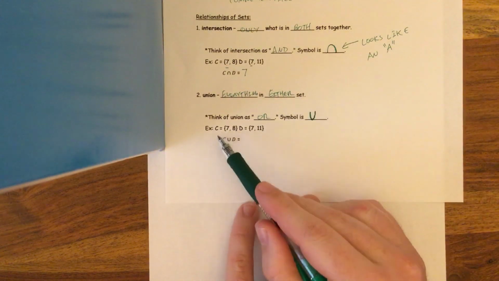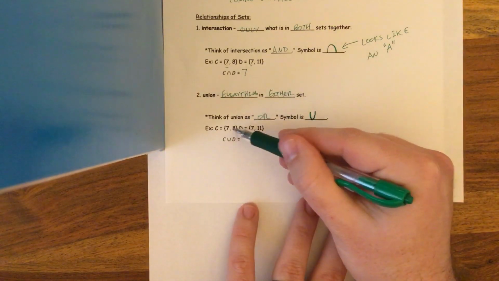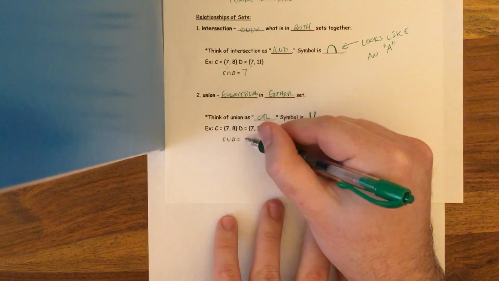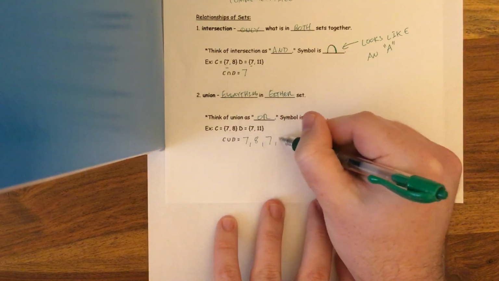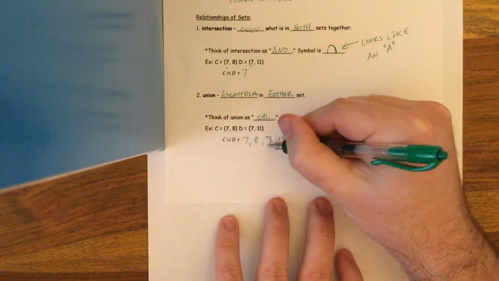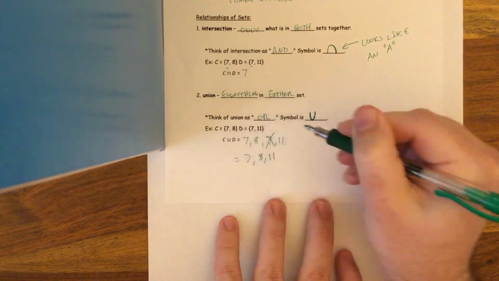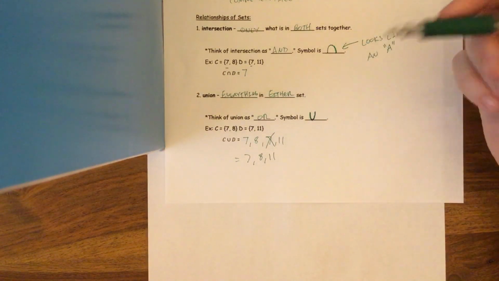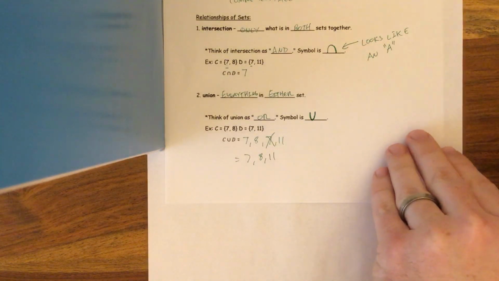So the union of C and D would be all the terms in both of these. If I write out my terms in C, we have 7 and 8, and my terms in D, we have 7 and 11. This is a little redundant. We don't count the same thing twice, so we're not going to count that 7 twice. So really, it's going to be 7, 8, and 11. Those are the numbers in C and D. We wouldn't say 7 twice. All right, if we go to the next page.